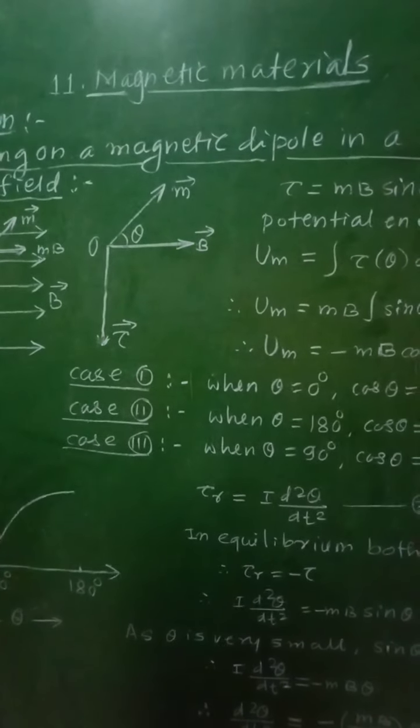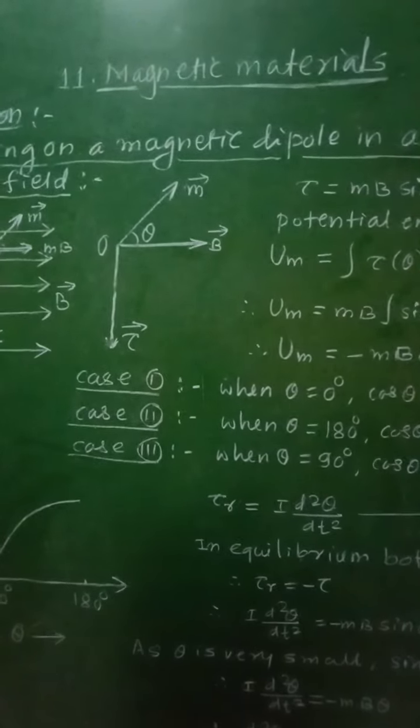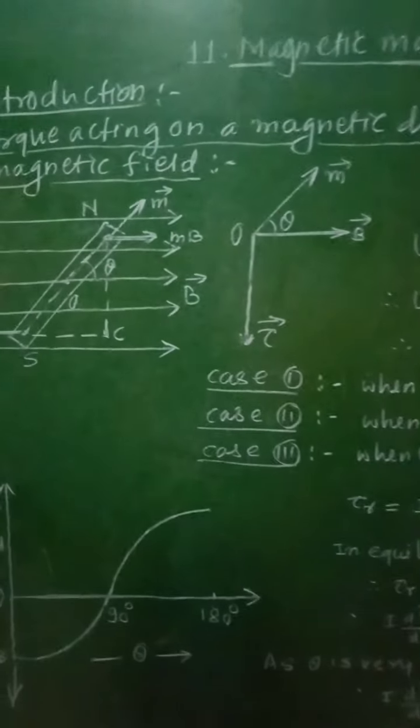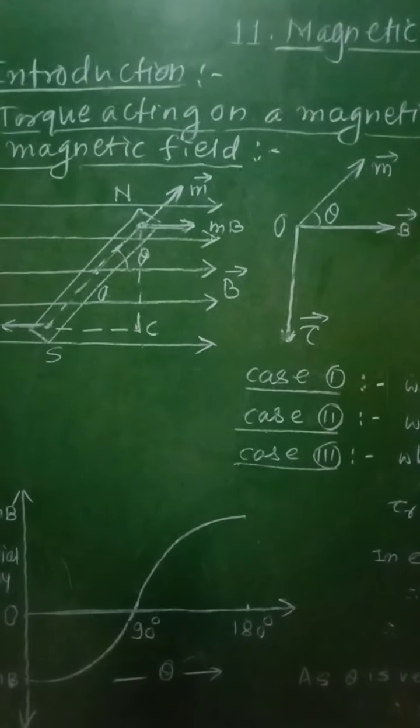Class 12th, Subject Physics, 11th chapter, Magnetic Materials. From this chapter, let us see first of all the introduction of this chapter.